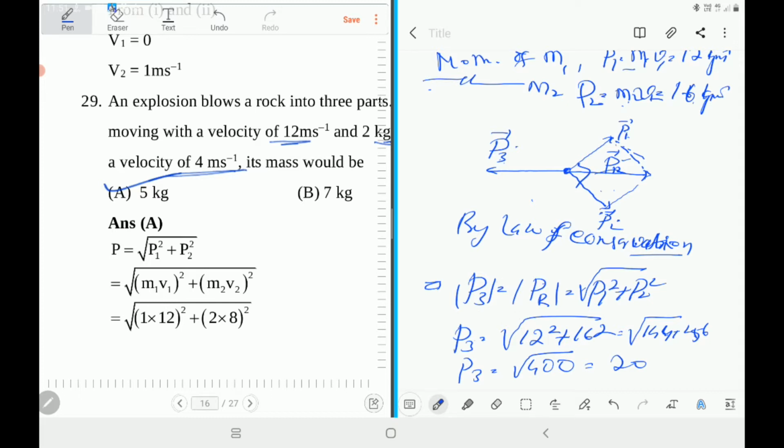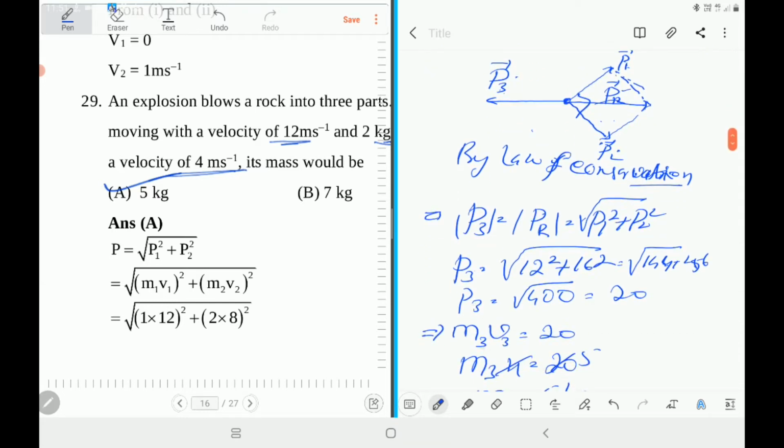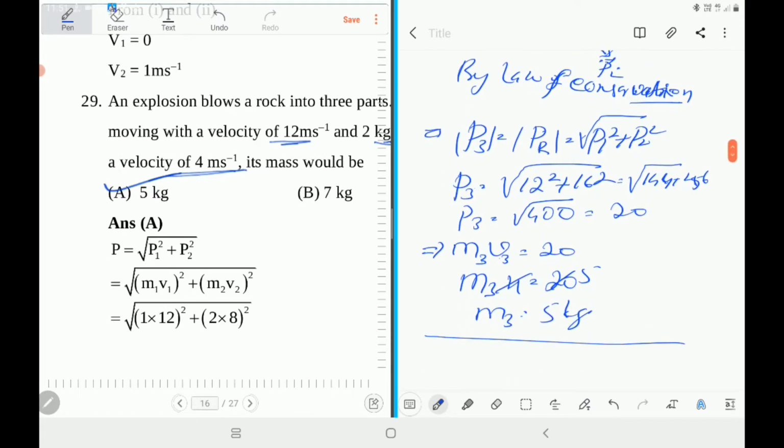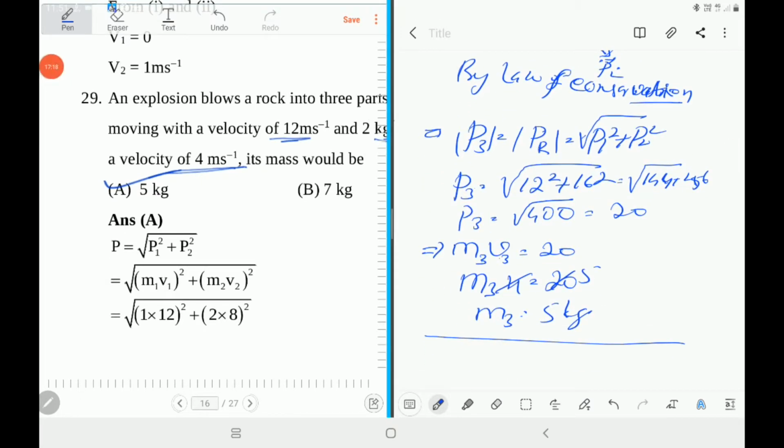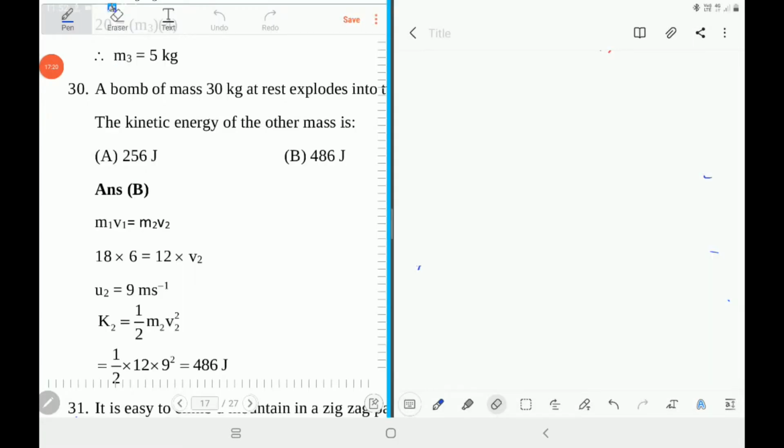Value wise, what is the momentum of the third piece, m3v3? That is equal to 20. So mass is 5 kg. It's very simple, easy. One more, children.